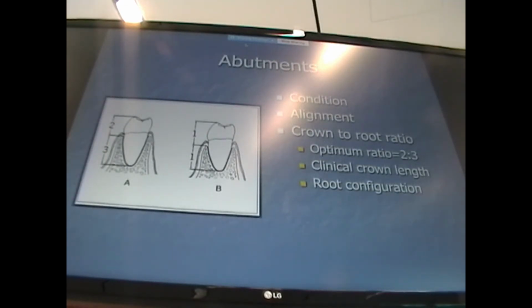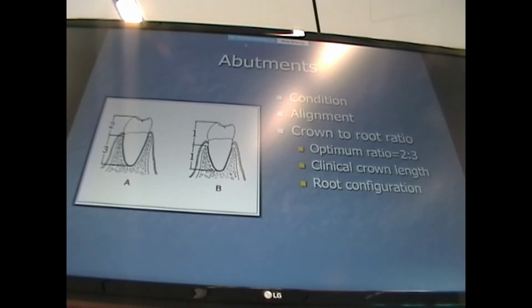What about the condition of the abutments? How much decay is there? And what about the periodontal disease? Ideally, the crown-root ratio should be 2 to 3. That means the root should be slightly longer than the clinical portion of the crown. If you have 2 units for the crown, you want 3 units for the root.